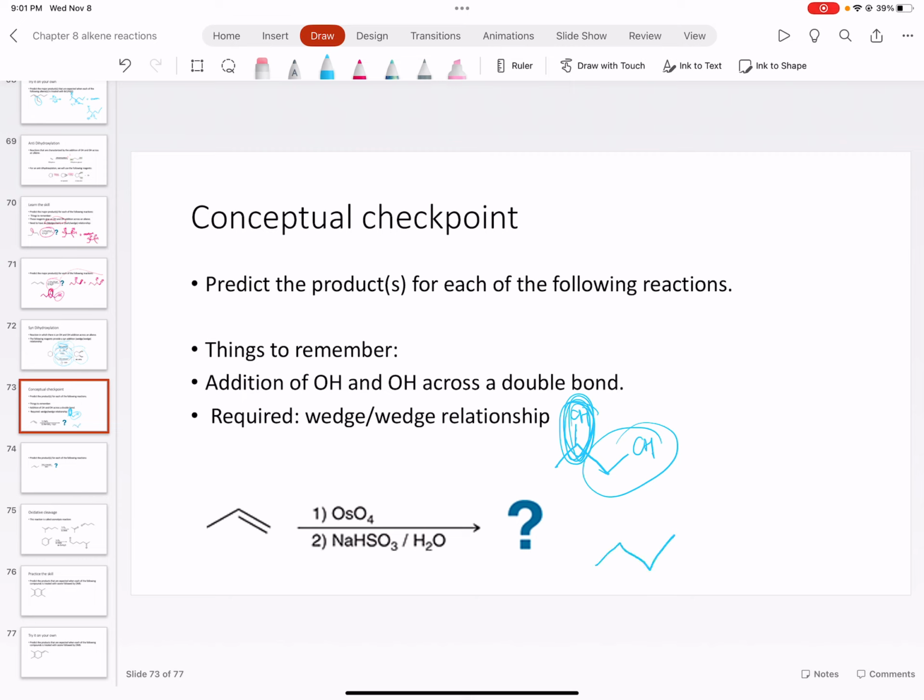But we do have to keep in mind that this is a syn addition when we get this type of reagents. So make sure to put that in your notes that we have to do a syn addition. And then we're gonna draw its enantiomer. And that one will be my answer.